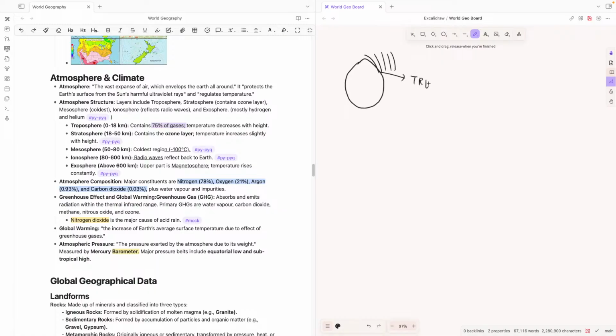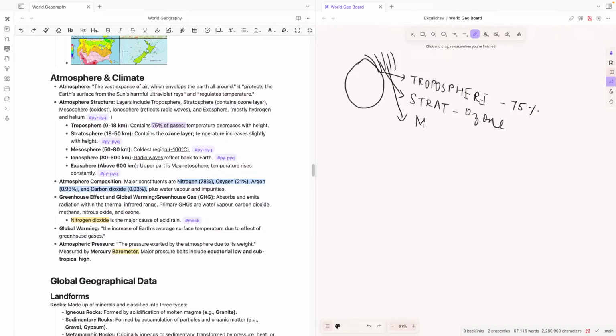The lowest one is called the troposphere. It contains 75% of the gases because that is the layer we breathe in, where humans survive, right? And then we have the stratosphere. The stratosphere is known for its ozone layer. So the temperature slightly increases here.